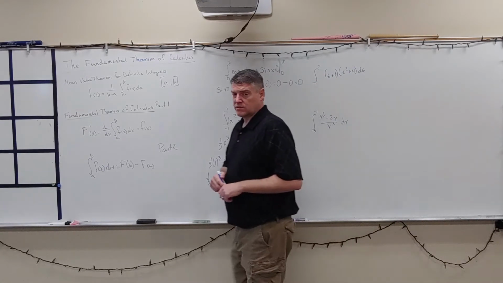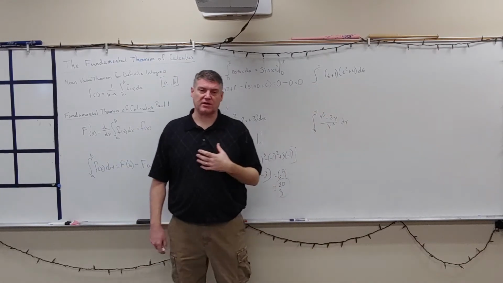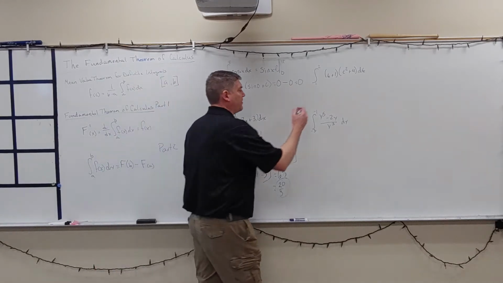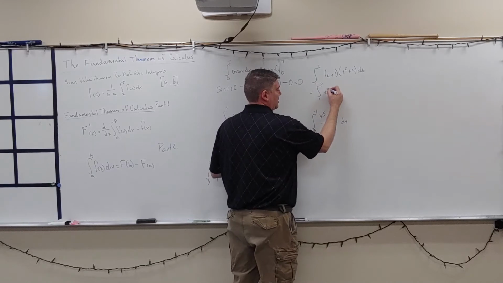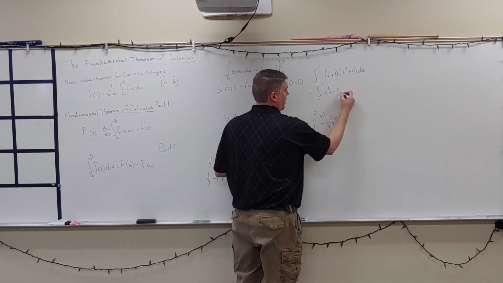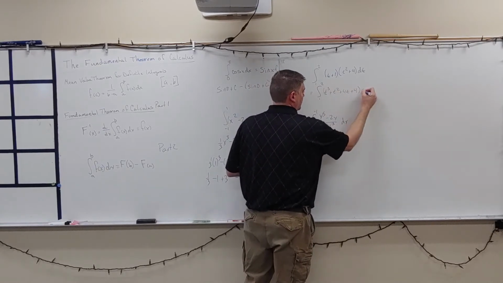Okay. So my next one, I have the product of 2 items here. Well, when I'm doing this, I want to actually physically multiply this out first. So I'm going to go the integral from 1 to 2. I'm going to go t cubed plus t squared plus 4t plus 4 dt.